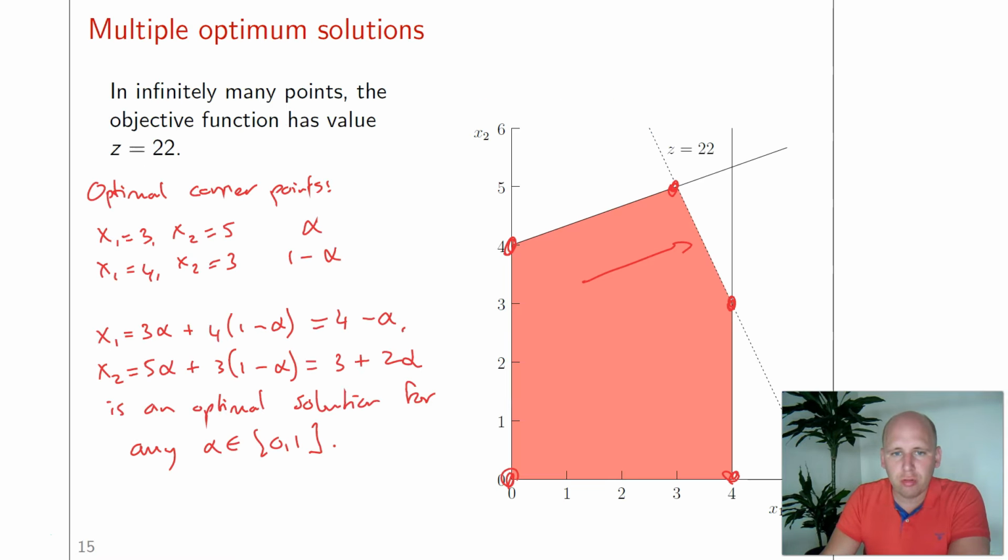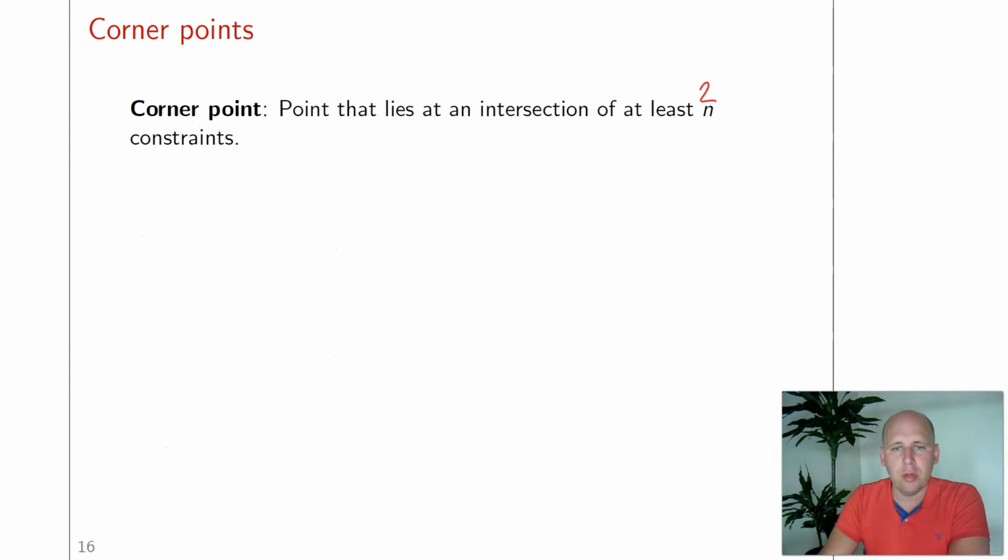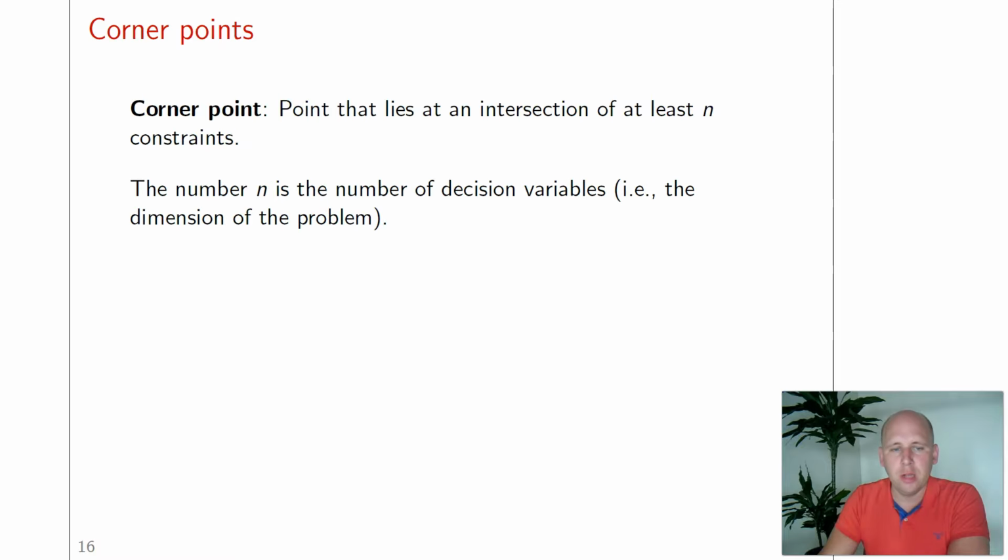It's at least 2 constraints because you can also have a third constraint that also intersects these points. So then you see that the corner point can also be at the intersection of 3 constraints. So it is at least n constraints. And for this 2-dimensional case, it is at least 2 constraints. So if you have a problem with 3 decision variables, then you need an intersection of at least 3 constraints in order to have a corner point.